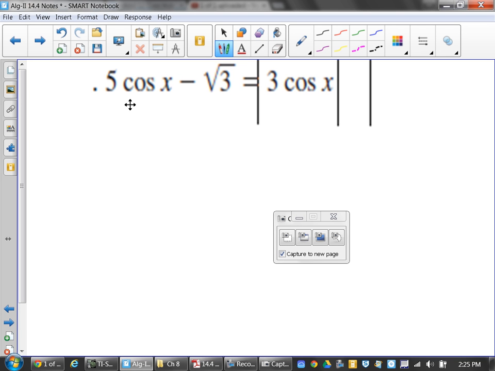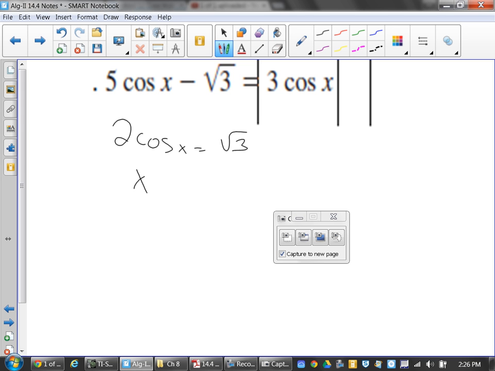On this one, it's not 0.5, it's 5 times the cosine. What I want you to think of when you see 5 times the cosine minus root 3 equals 3 times the cosine, think of this as 5x minus root 3 equals 3x. Then what do you do? You subtract. You pick up the little guy. Subtract the 3 cosine x, add the root 3, and you get 2 cosine x is root 3. Does that make sense? That's the little trick. Because you haven't dealt with this before, once you see it once, you're like, oh, well, that's easy.